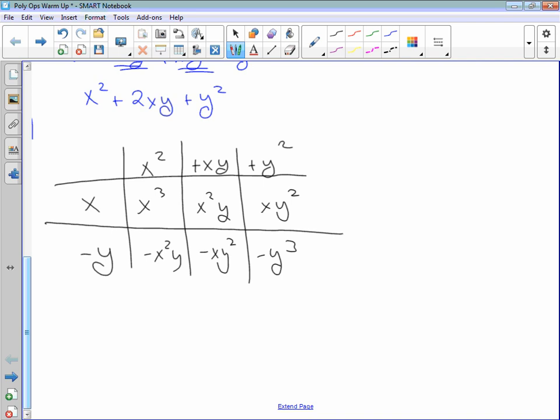Then you see, oh, there's some like terms. x squared y, xy squared, those cancel out. And you're left with the x cubed minus y cubed. So that might help you out.